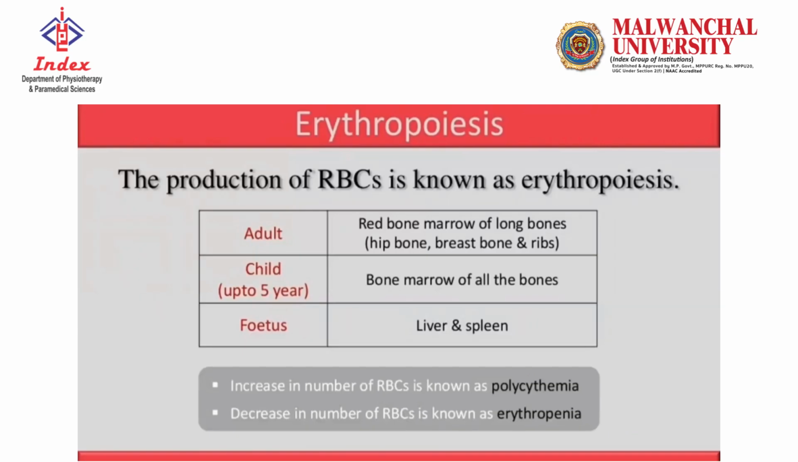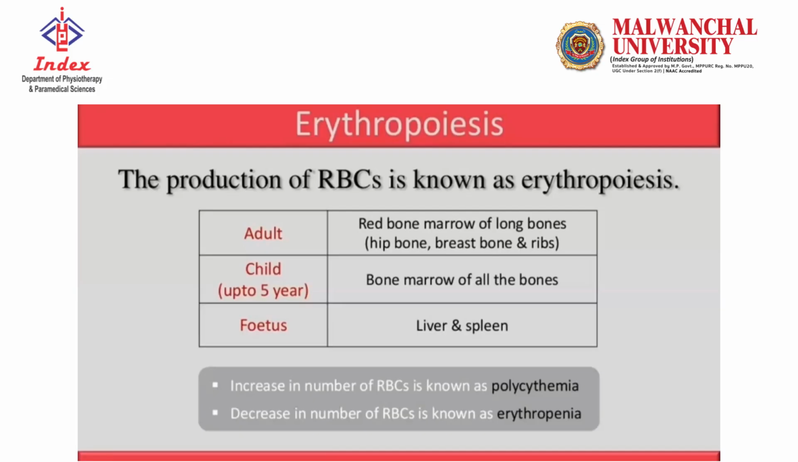Erythropoiesis. The production of RBCs is known as erythropoiesis. In adults, it occurs in the red bone marrow of long bones, hip bones, breastbone, and ribs. In a child up to 5 years, it occurs in the bone marrow of all the bones. In the fetus, it occurs in the liver and spleen. Erythropoiesis is the process of formation of blood cells, erythrocytes.